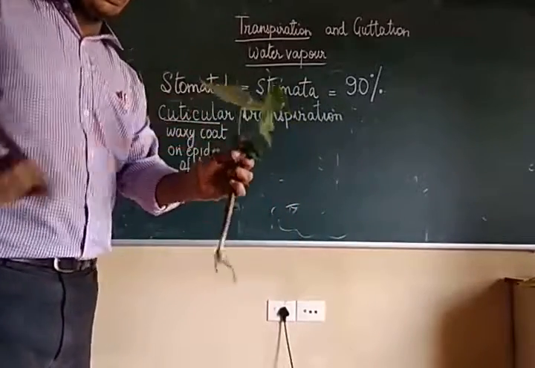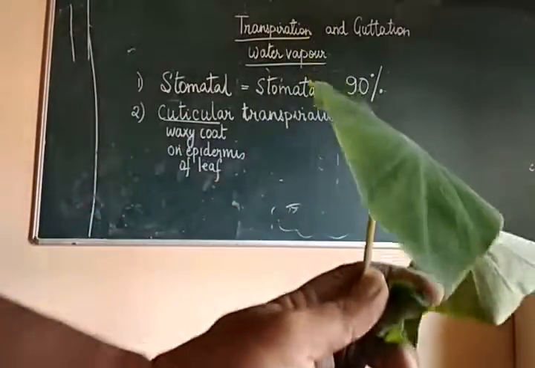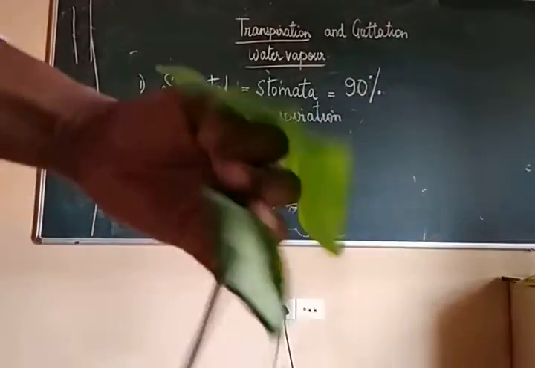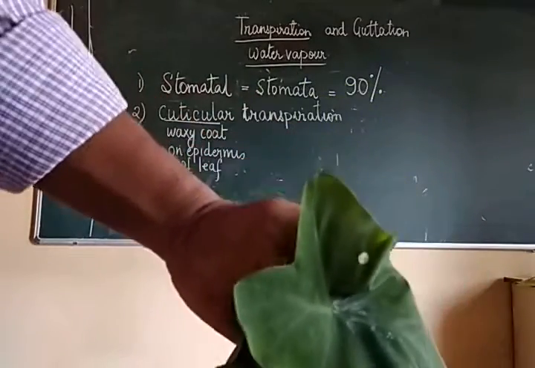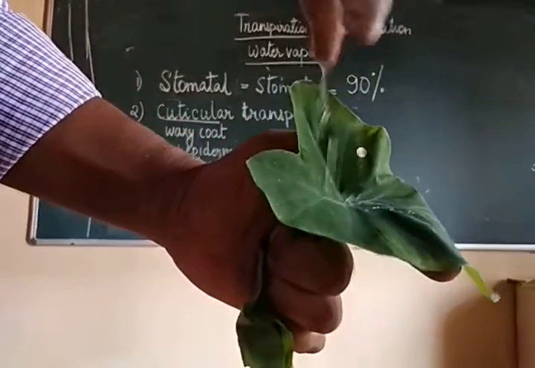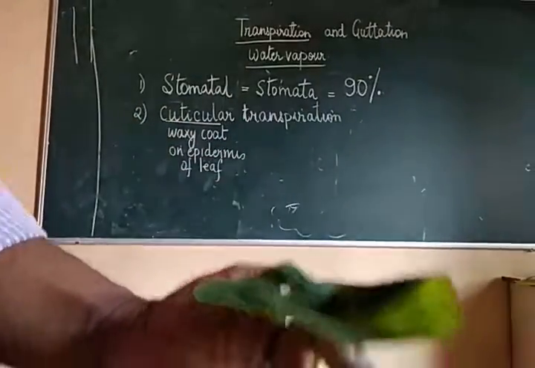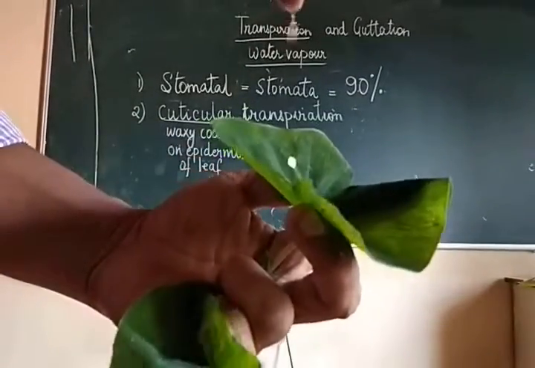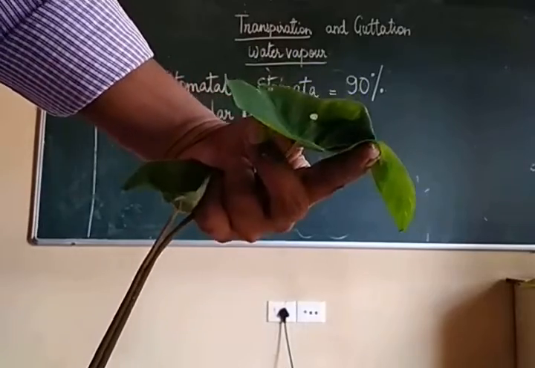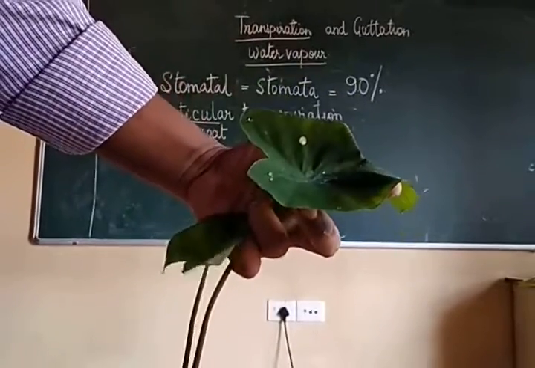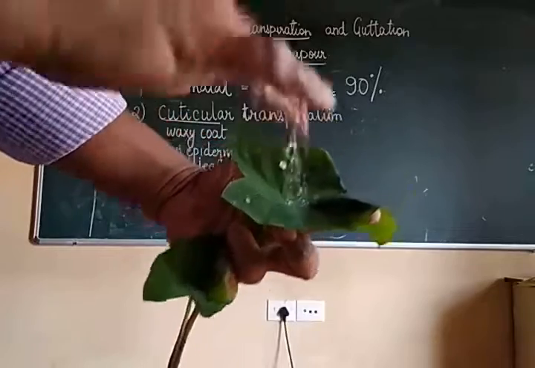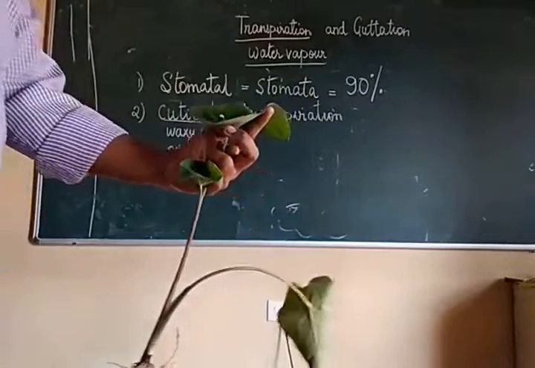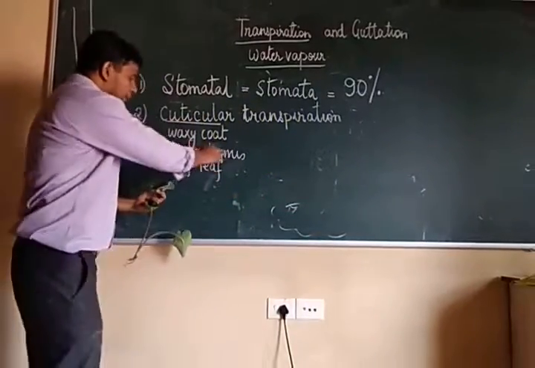The best example is this leaf. You must have seen this leaf. If I put a water droplet, it directly falls off, or it can come together. You can see, this is because of the presence of cuticle. So cuticle is nothing but the waxy coat on the epidermis of the leaf.